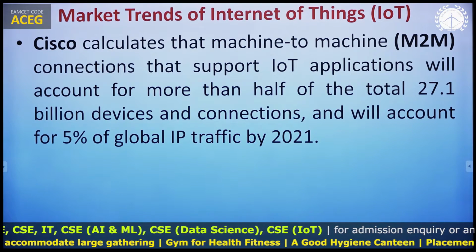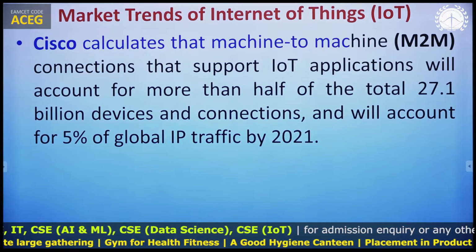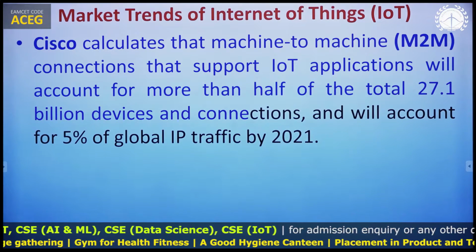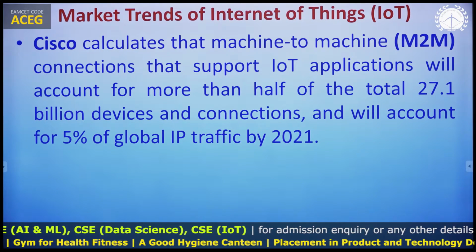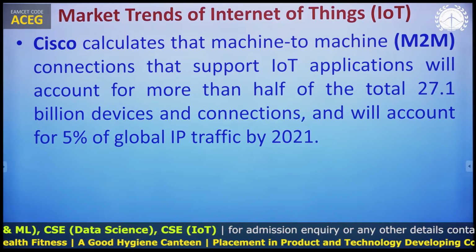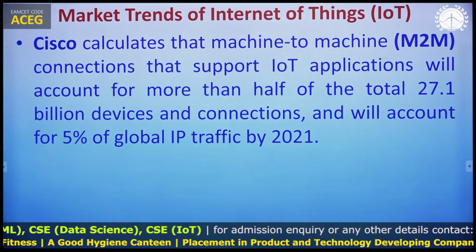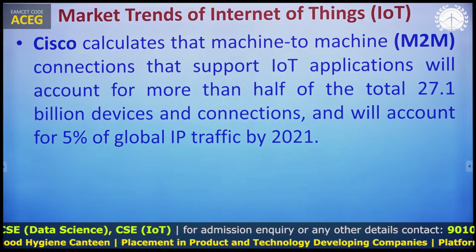And see here, one more important market trend expectation. Cisco calculates that machine to machine, M2M, connections that support IoT applications will account for more than half of the total 27.1 billion devices and connections, and will account for 5% of global IP traffic by 2021.